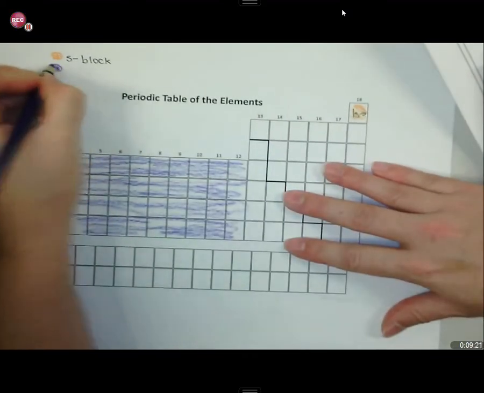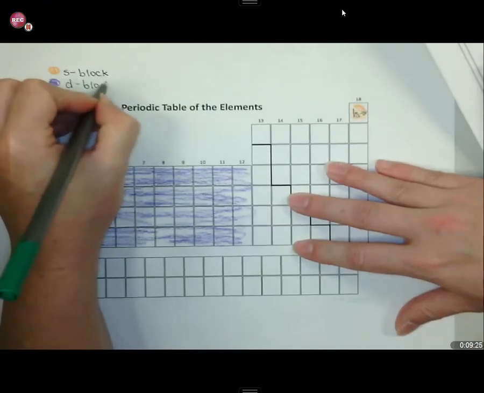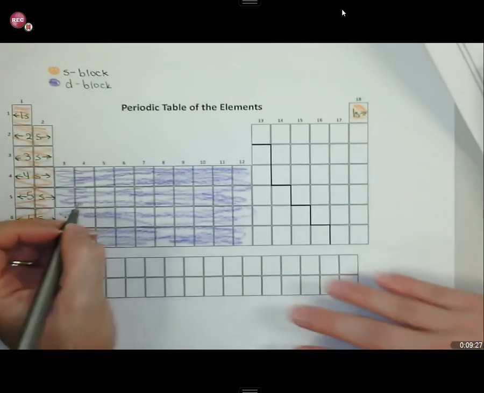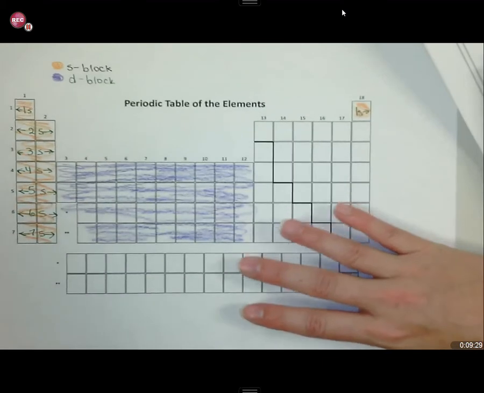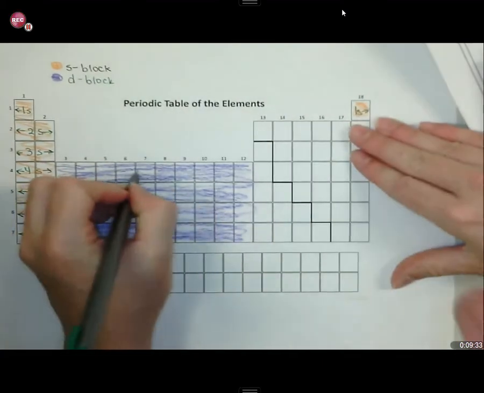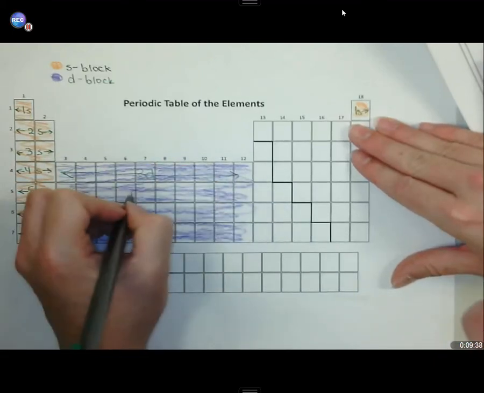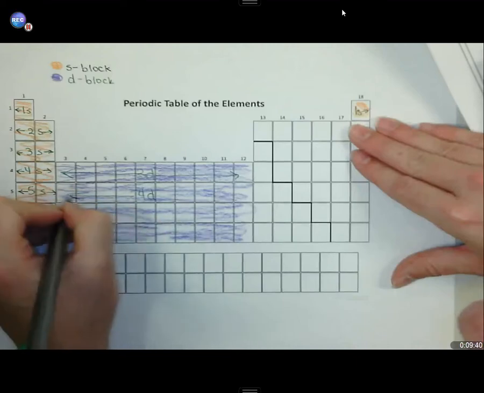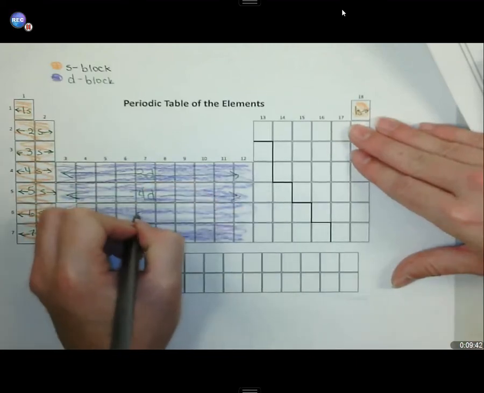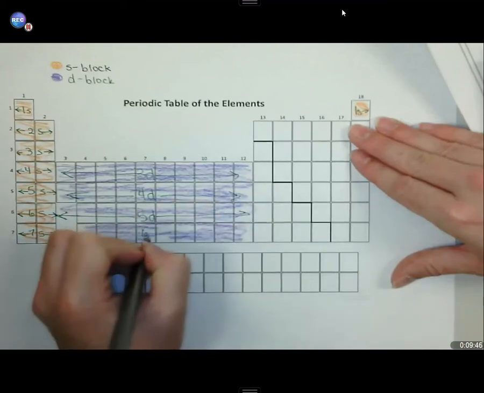Okay, so the purple is going to be in my D block. For the D block, we're going to have 3D, 4D, 5D, and 6D.